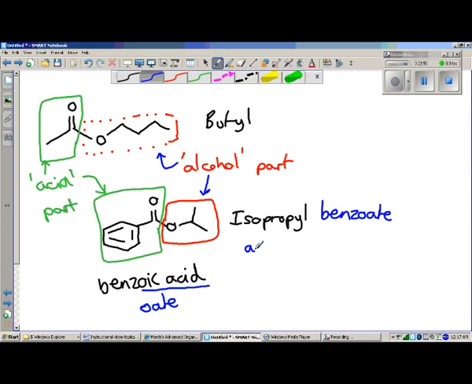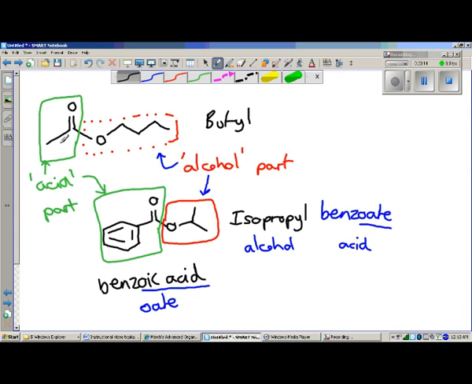So remember, alcohol part first, acid part second, and it's the acid part that gets the ester part of the name. The alcohol part is just named essentially as a substituent. It's not any less important, it's just the way the naming of esters works.